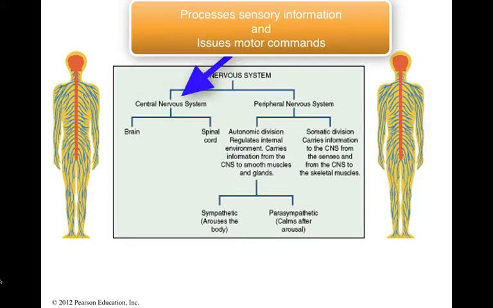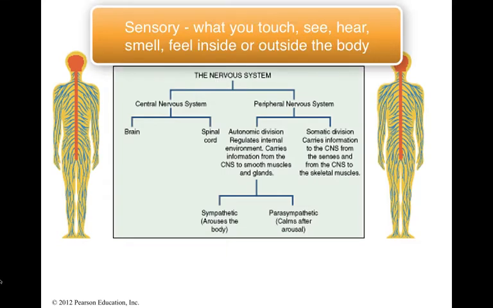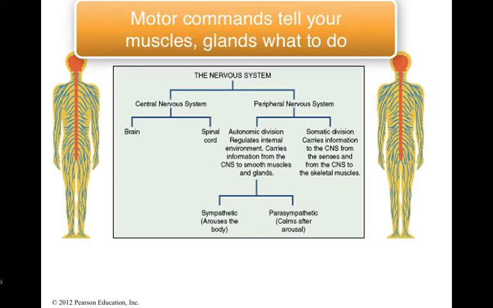The central nervous system is responsible for integrating, processing, and coordinating sensory data and issuing motor commands. Sensory data is information about conditions occurring inside or outside the body. Motor commands control the activities of the muscles, glands, and adipose tissue.